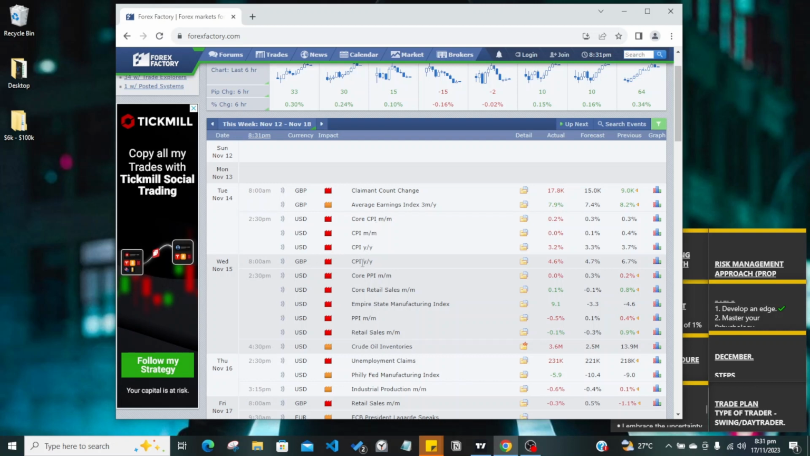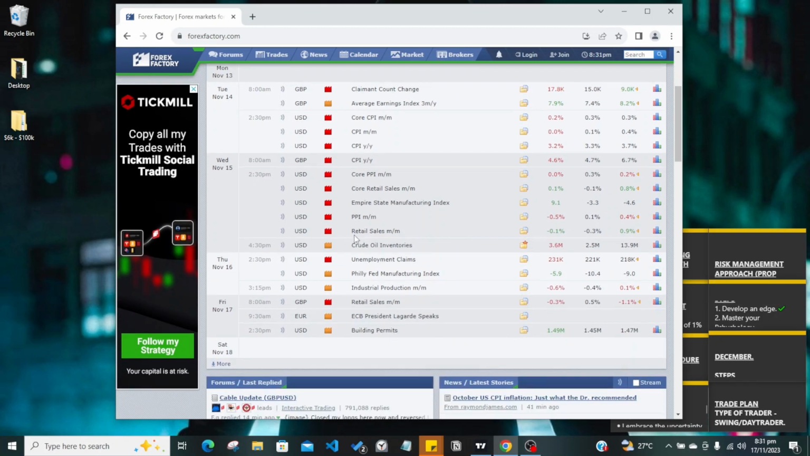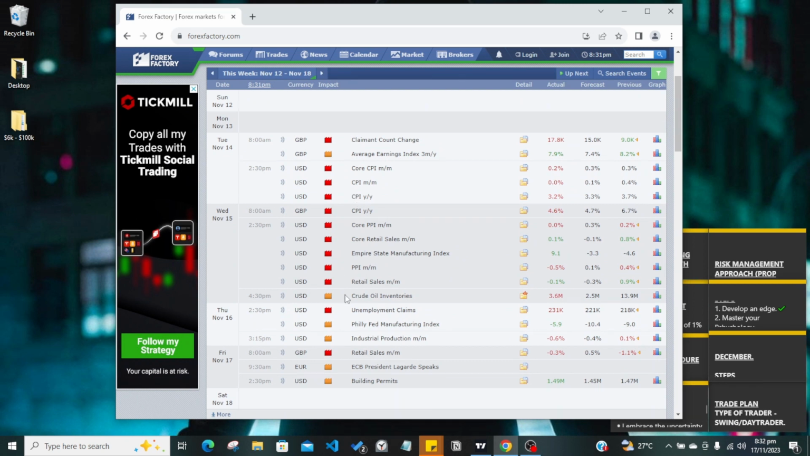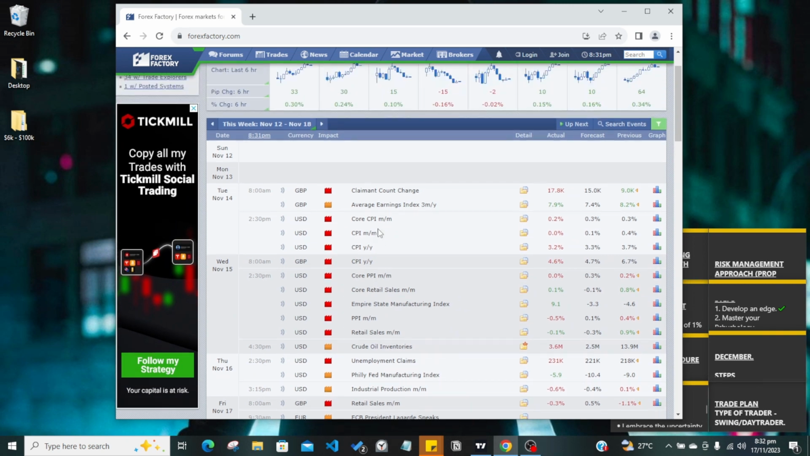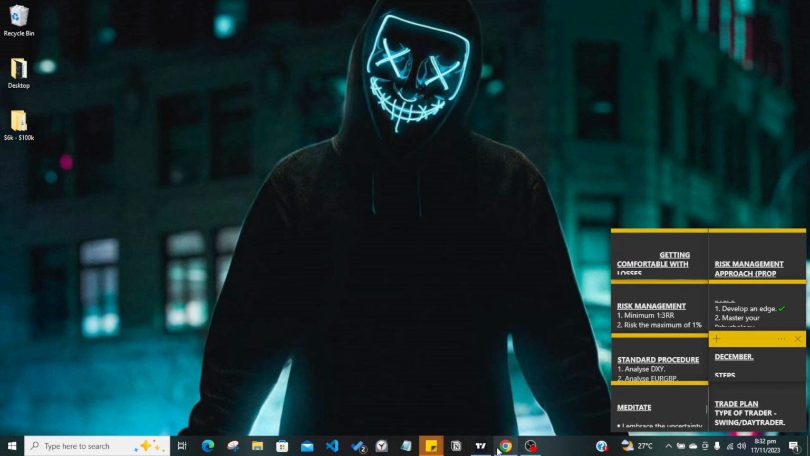And on Wednesday we had CPI on GBP at 8 a.m. Then we had PPI on USD, and retail sales and PPI again on USD at 2:30. On Thursday, just unemployment claims, and on Friday we had retail sales on GBP. So the high impact news was on Tuesday and Wednesday, while Thursday and Friday were just moderate. Now let's dive into the chart and see how this news release affected price.